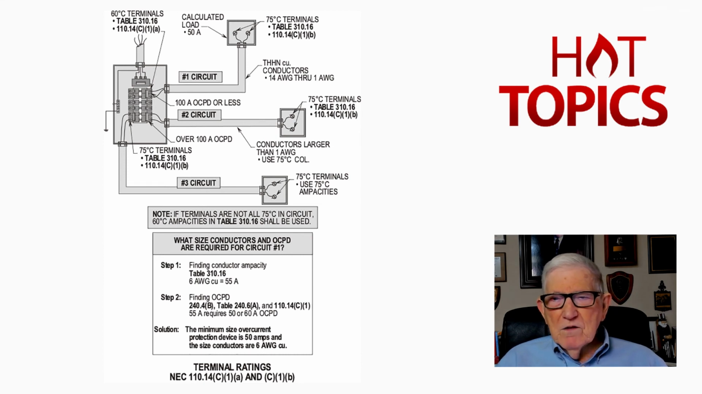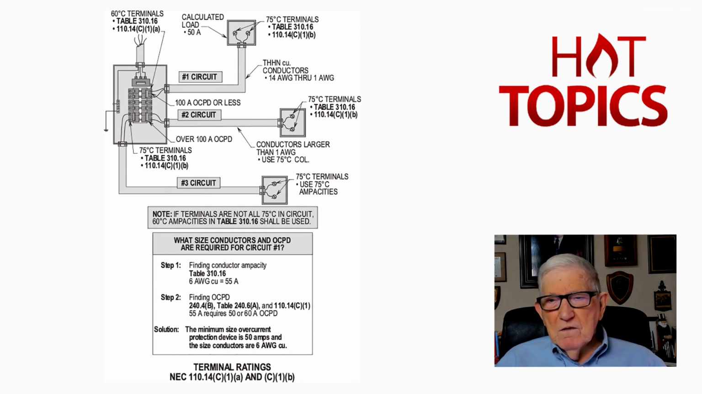So applying this note, it says if the terminals are not all 75 degrees C in a circuit, 60 degree ampacities in table 310.16 should be used. So that's where you have, they're not all 75, you have some 60 degree C terminals. And then we have a question here in the boxed in information. What size conductors and overcurrent device are required for circuit number 1? So you look at circuit number 1 and you see what the terminals are. 75 at the equipment, but at the panel I have 60 degrees C.